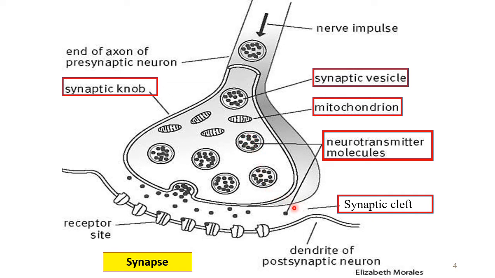And then in between the postsynaptic membrane and the presynaptic membrane is the synaptic cleft. Synaptic cleft is basically like a gap between the two neurons. And on the postsynaptic membrane, we have the receptor site. This receptor will receive the neurotransmitter.